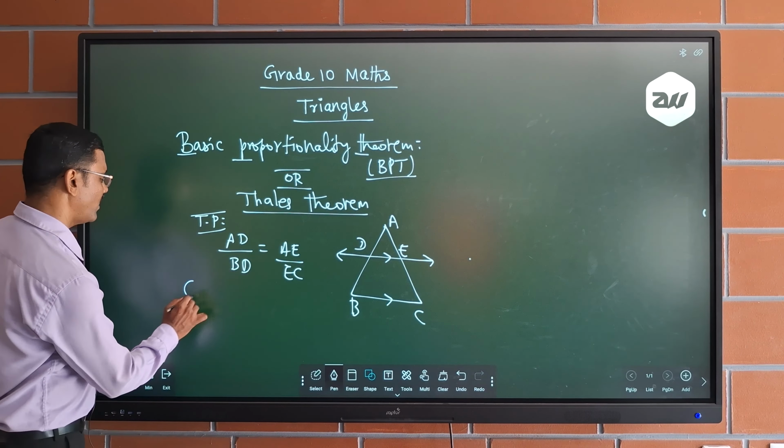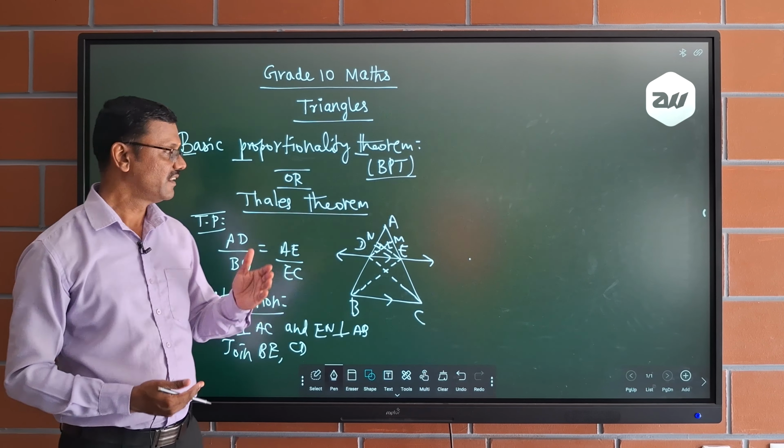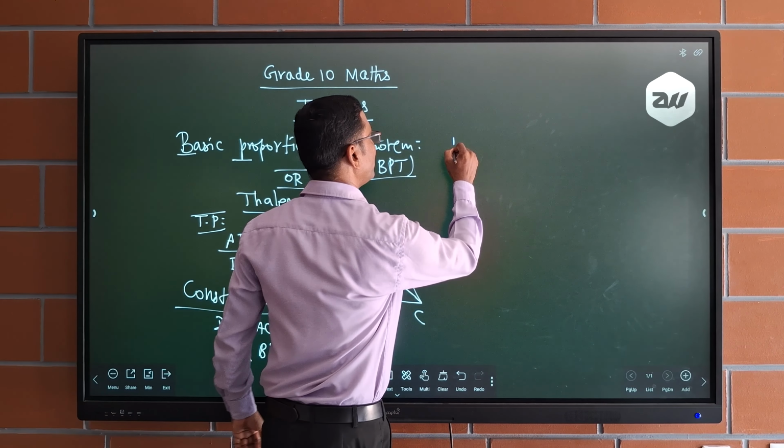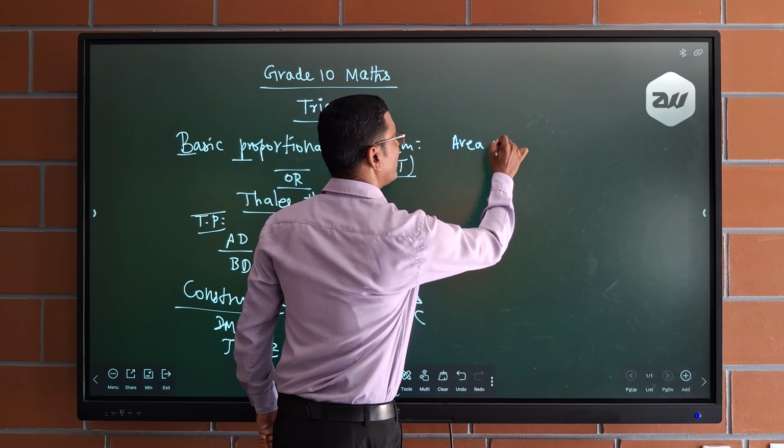Then I divide the proof of this theorem into three segments. If you divide it like this, you will understand very easily. It is a very easy theorem only. So first I start with the triangle ADE. What is the area of the triangle ADE? Since base and height are given, what is the area of a triangle? Half into base into height. That is what. So first I find the area of triangle ADE.